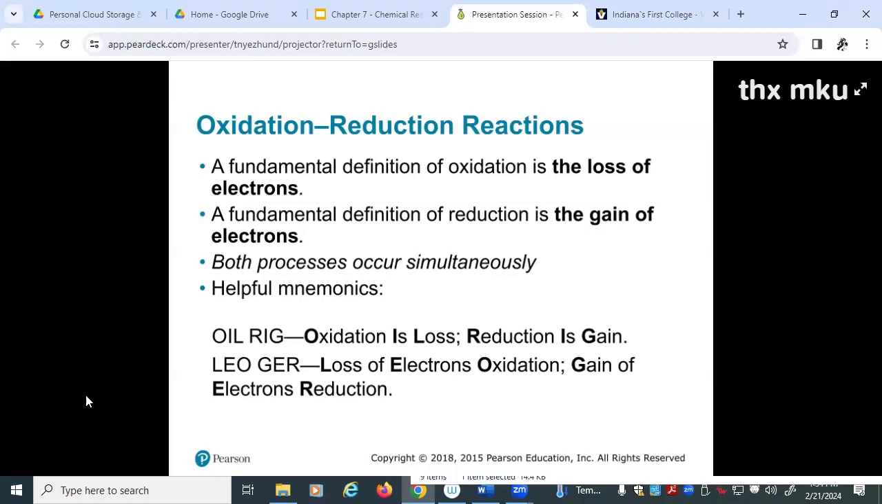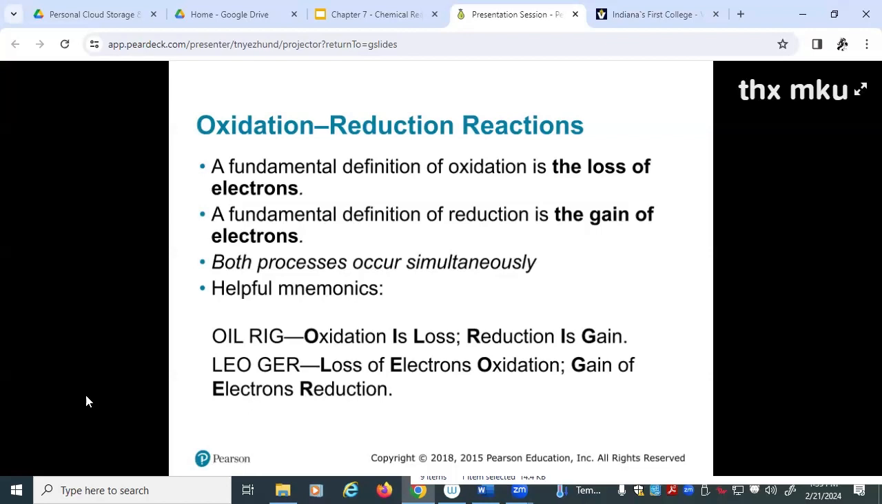If I start with iron 2+ in some kind of a compound, and I end up with iron 3+ as a result of the chemical reaction, I can look at that and say, hey, wait, the charge changed. Charge change means we had an electron move. This must be redox.